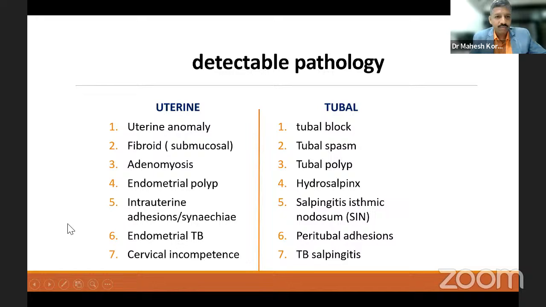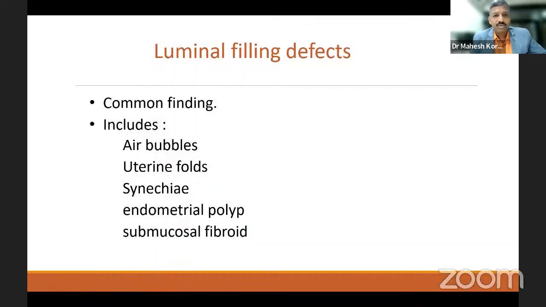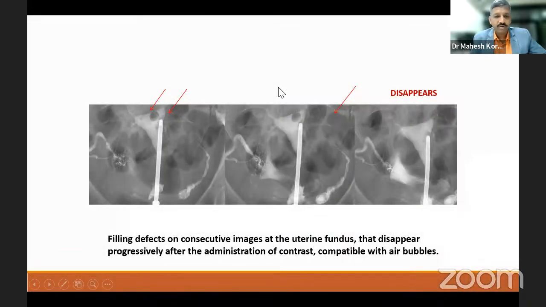So these are the different detectable pathologies that you are able to see in case of an HSG: uterine anomaly, fibroid, adenomyosis, polyp, adhesions, etc. And you can see an air bubble also, or myometrial folds and glands. So these are the different filling defects. You can see air bubbles, folds, synechiae. Can you see the air bubble here in this HSG? This is a typical air bubble, which a spot radiograph can easily identify. So it could be a filling defect also.